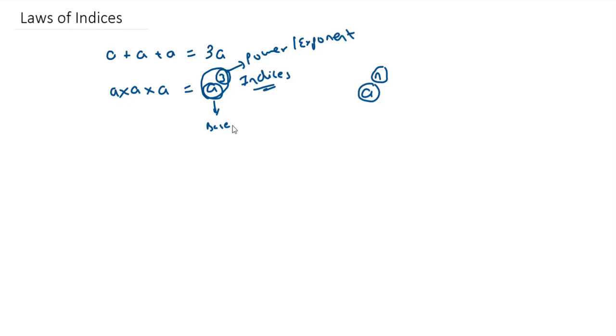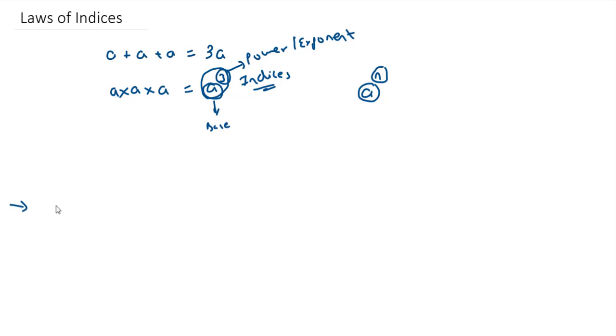Now there are certain laws of indices which will help in solving the problem. Now one thing to note here is you don't have to memorize these formulas, you have to internalize these formulas so that while solving the problem it should come naturally. You should not feel like you are applying some formula. So let us discuss the laws one by one.